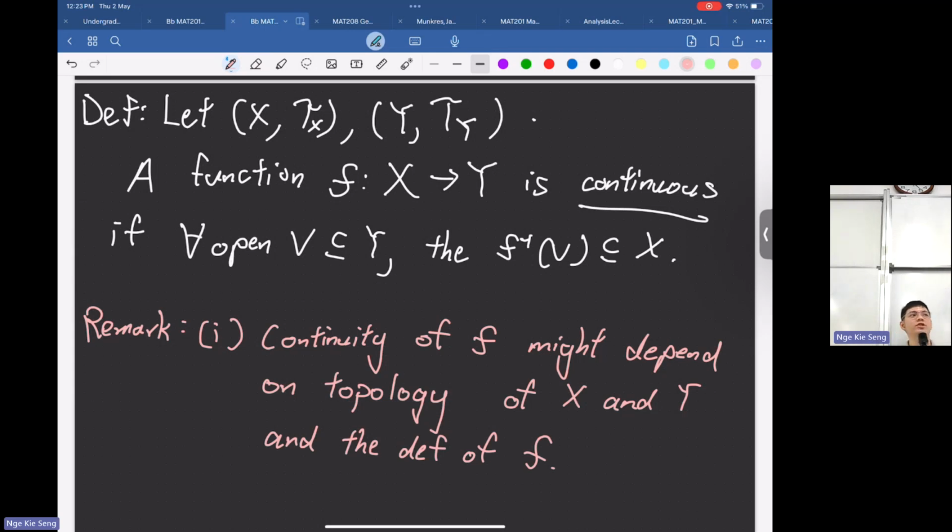If we keep the same function but we swap the topology in the domain or codomain, we might get a function that is not continuous. So sometimes we will say that f is continuous relative to the topology we have on X and Y. It's not enough to just specify the domain and codomain. You need to know how the subsets are open there, because you need to check that for every open set in the codomain, the inverse image is open as well.